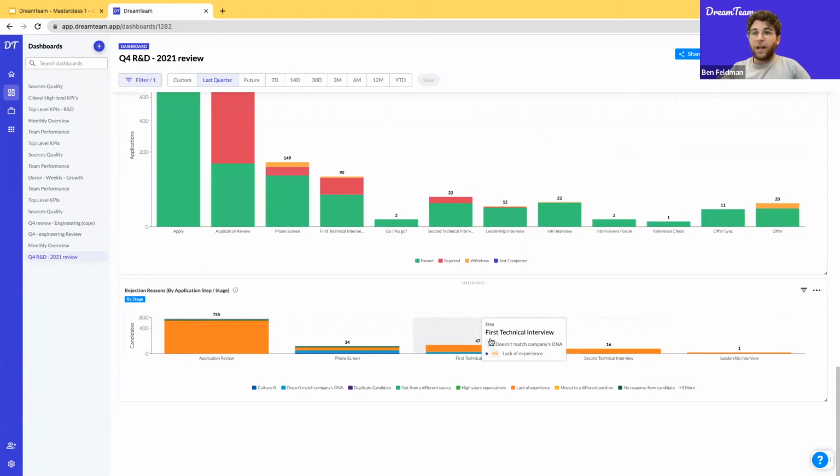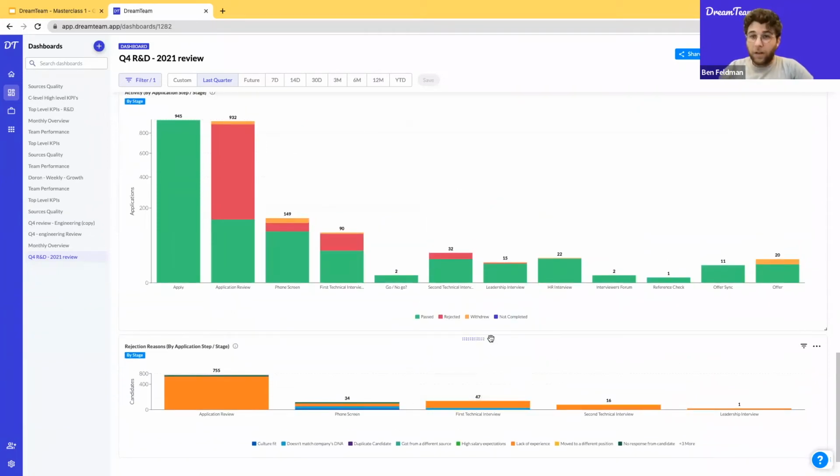Because the action item wouldn't be, okay, let's just throw this away, we can't gain anything. But the action item would be, we need to speak to the rest of the recruitment team and make sure that everyone is giving accurate reasons for rejections. We're running out of time.